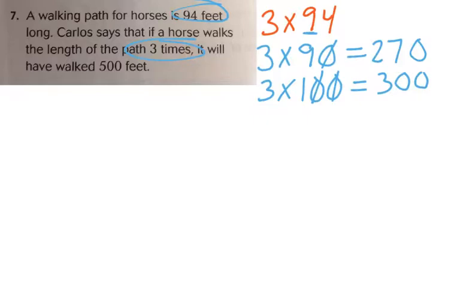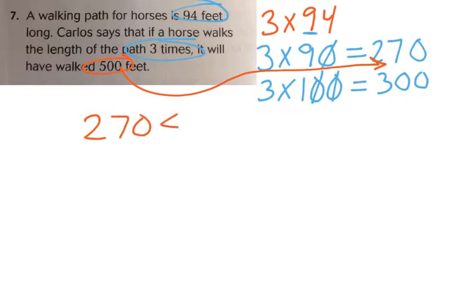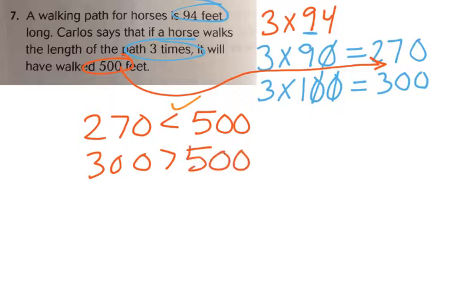I have to figure out if the number that they give me, 500, is going to fit in between or not. So I look at my number 270, and I say, okay, that's my smaller number. Is 270 less than 500? Yes, it is. This part is true. Now I set up my next one. Is 300, which is supposed to be my bigger number, on the high end of my sandwich, okay? Is this number greater than 500? No, it is not. 300 is smaller than 500.